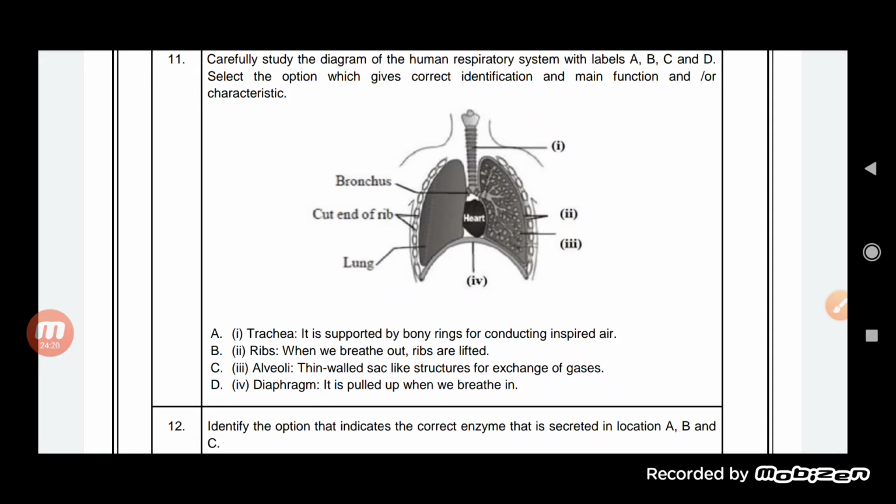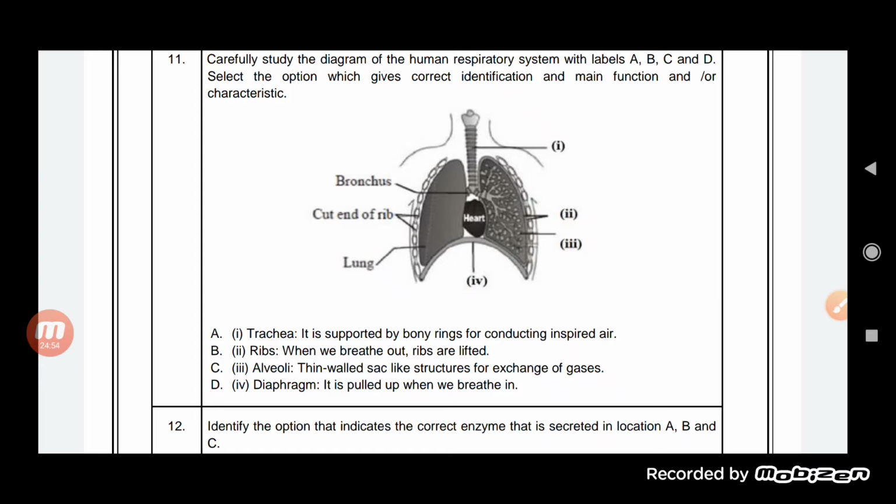The second one is the ribs. When we breathe out, ribs are lifted. Then alveoli is given as the third one. Thin wall, sac-like structure for exchange of gases. And diaphragm is the fourth one. It is pulled up when we breathe in. So which is the correct identification and the main function or characteristic that we have to find here?